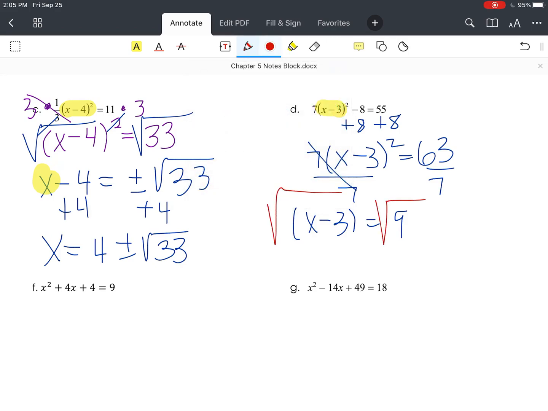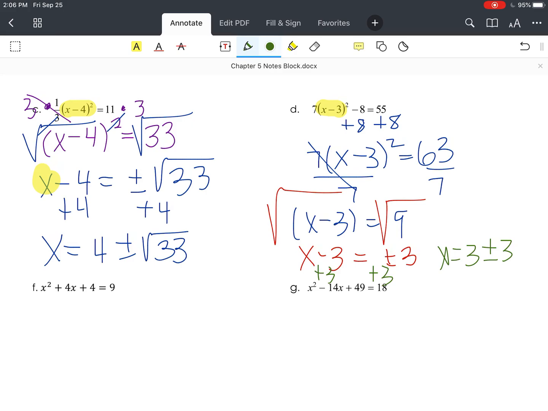My squared term's by itself, so I can take the square root. And I'm going to be left with x minus 3 equals plus or minus, what's the square root of 9? We know that. That's 3. So I can write that as 3. Finally, to solve, I'd have to add 3 to both sides. So I'm going to get x equals 3 plus or minus 3.